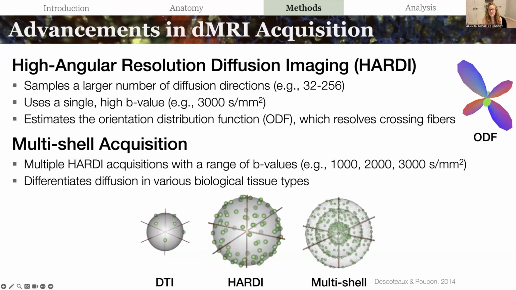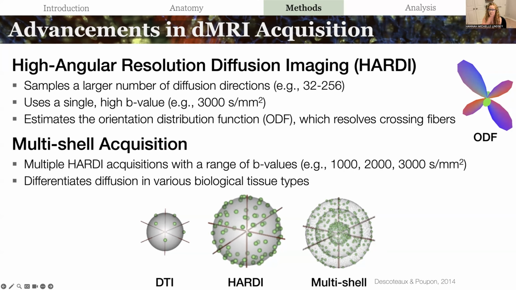One of the first big steps taken to advance diffusion-weighted imaging was the introduction of high angular resolution diffusion imaging, or HARDI. This is actually a data acquisition technique, and it just samples a greater number of diffusion directions than standard DTI, which typically samples between 6 and 32 directions and estimates a single tensor per voxel using a relatively low B value. In contrast, HARDI typically samples between 32 and 256 diffusion directions with a single high B value.